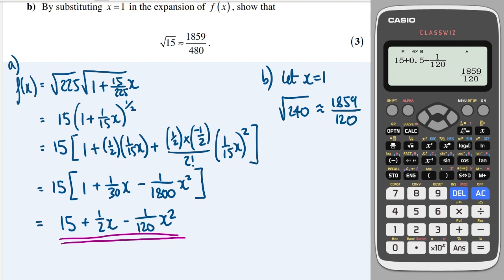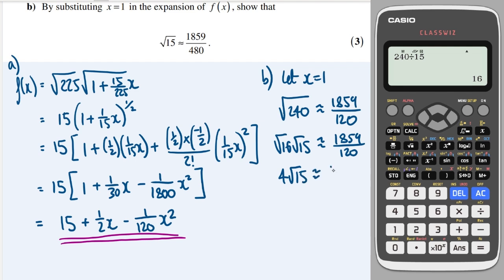Okay, so 240 divided by 15 is 16. So I can write this as root 16 times root 15, which is the same as 4 root 15. So therefore root 15 divided by 4 is the same as multiplying the denominator by 4, which gives me 480 as required.